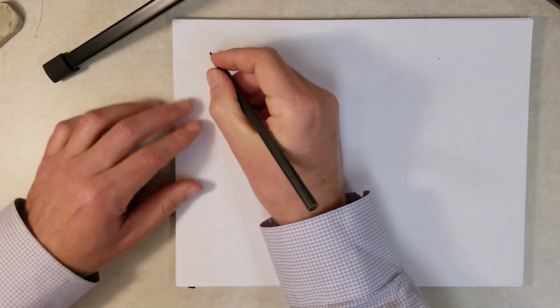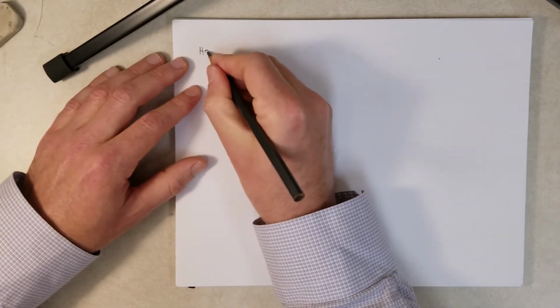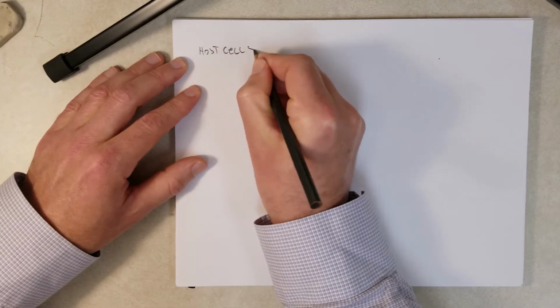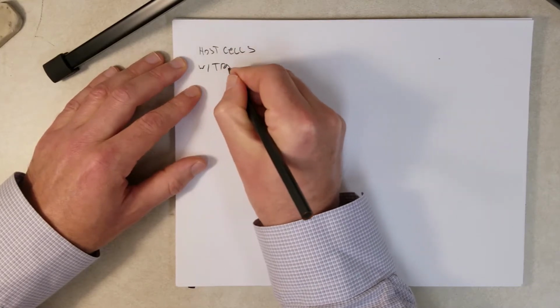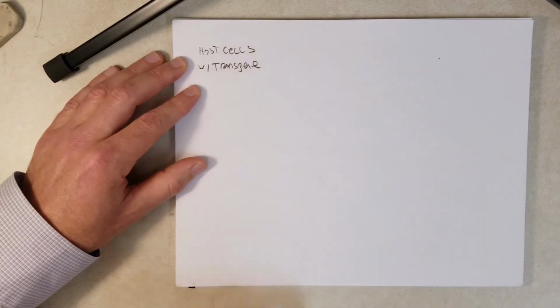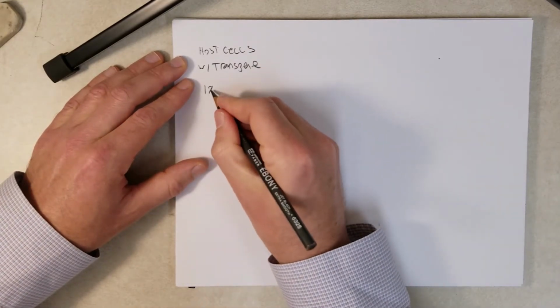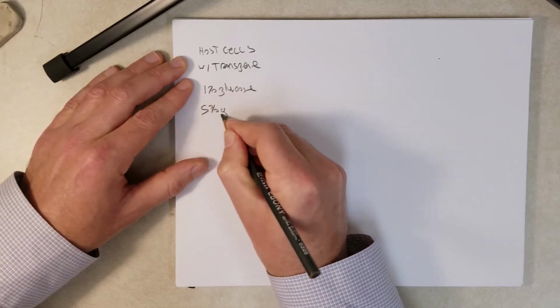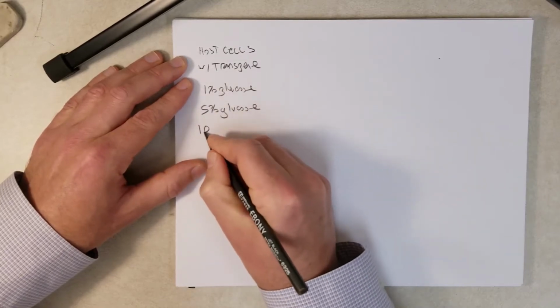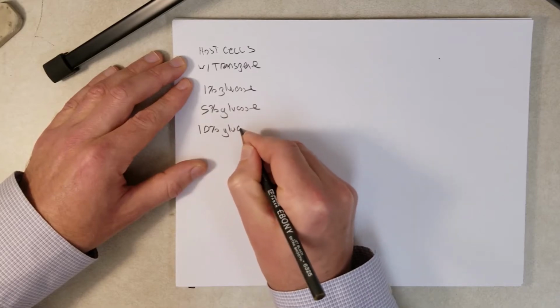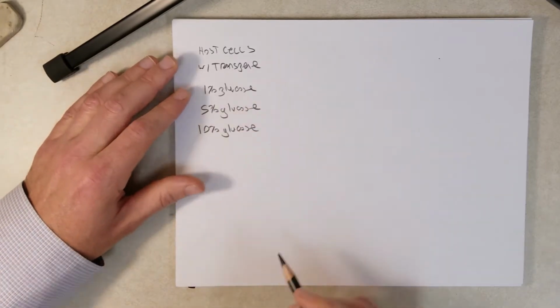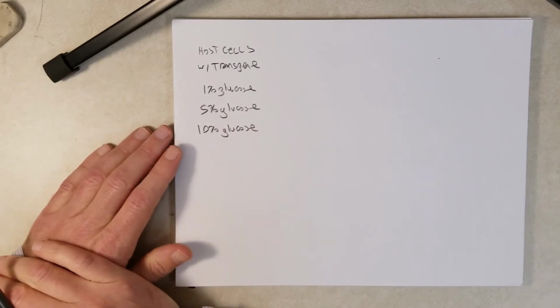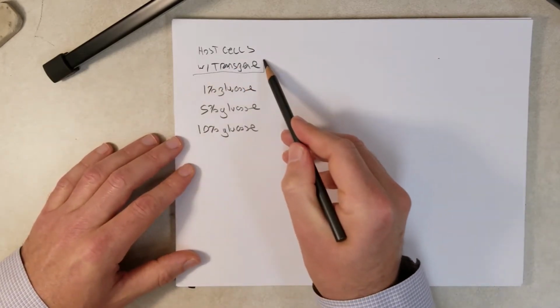So here's a hypothesis or an experiment. We want to do an experiment, and we're going to grow our host cells with the transgene in different conditions. Let's say we want to test 1% glucose, 5% glucose, and 10% glucose. We're going to try 3 different levels of glucose in the growth medium for the host cells carrying our transgene.